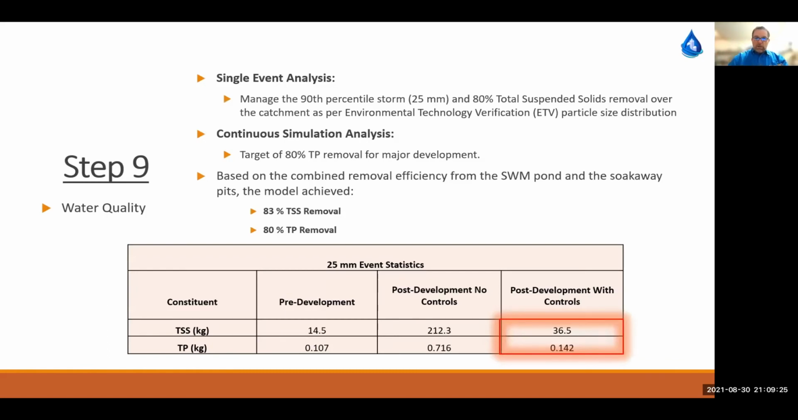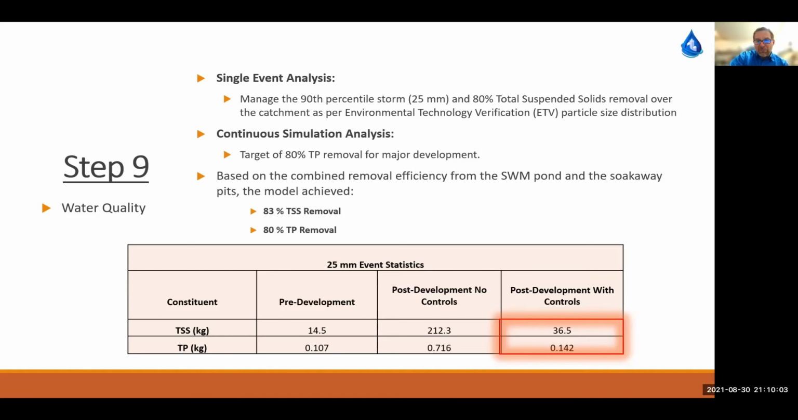So we undertake the analysis with Visual HIMO. Again, this becomes a loading exercise based on land use. Land use typically produces an average loading per year that has been established from past monitoring efforts. That gives us the pre-development loading rates that you see in the bottom table: 14.5 kilograms per year of TSS from the pre-development area, and 0.107 kilograms of total phosphorus.